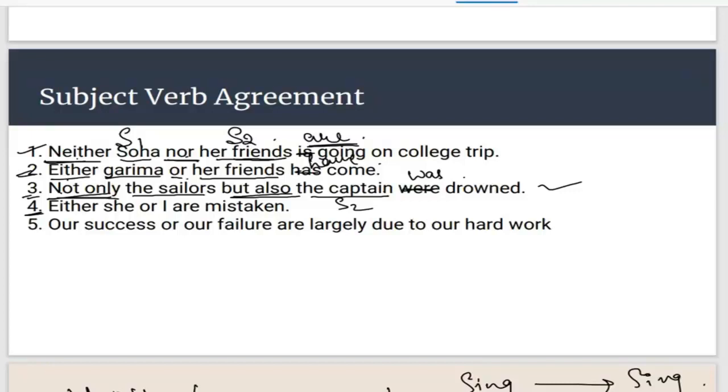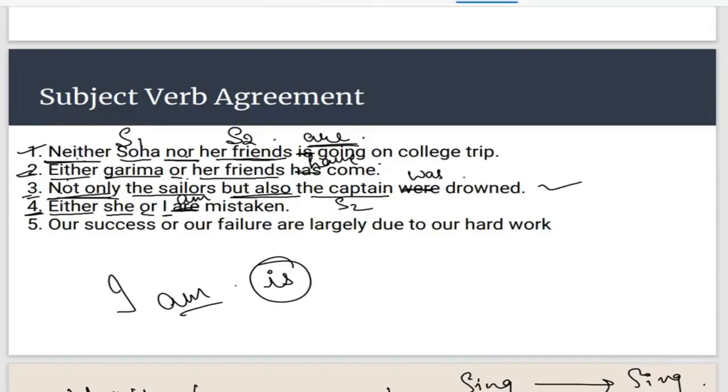in this sentence, the conjunctions used are either and or. Two subjects are connected. First is she and second is I. With I, we always use am. We do not use is with I. So that is the reason are will be replaced with am, because the verb will come according to the second subject, and with the second subject we use am. So the right answer will be: either she or I am mistaken.